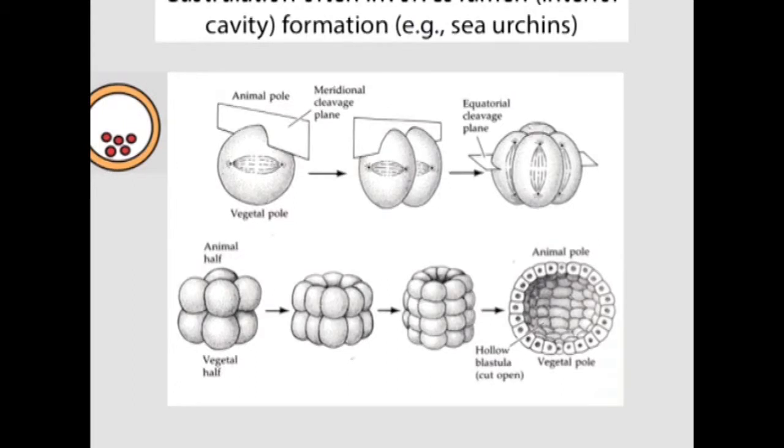Gastrulation often involves lumen formation. Lumens are interior cavities, and we can see that in sea urchins. It starts out as a cluster of cells, but then it becomes hollow.